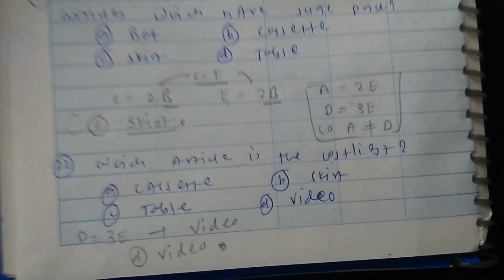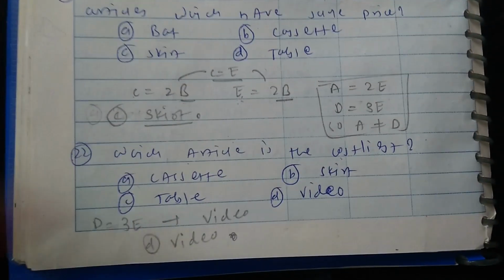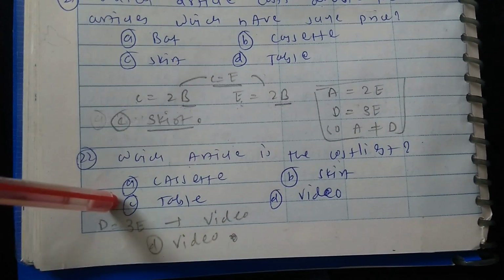Which article is costliest? The costliest is the video, since the price of the video is thrice the price of the cassette, because the cassette is the cheapest thing. So D is equal to 3E. So the video price is costliest of the above articles.